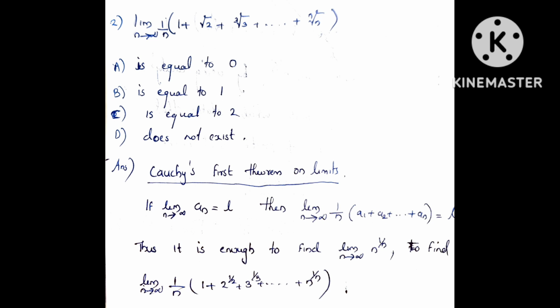Thus, if limit n tends to infinity a_n is equal to l, then limit n tends to infinity 1 by n (a1 plus a2 plus etc. plus an) is equal to l. So here, if we take a_n equal to nth root of n, this is of the form 1 by n (a1 plus a2 plus etc. plus an), so we can apply Cauchy's theorem. So if we want to find 1 by n into (1 plus 2 raised to 1 by 2 plus 3 raised to 1 by 3 plus etc. n raised to 1 by n), it is enough to find limit n tends to infinity n raised to 1 by n.